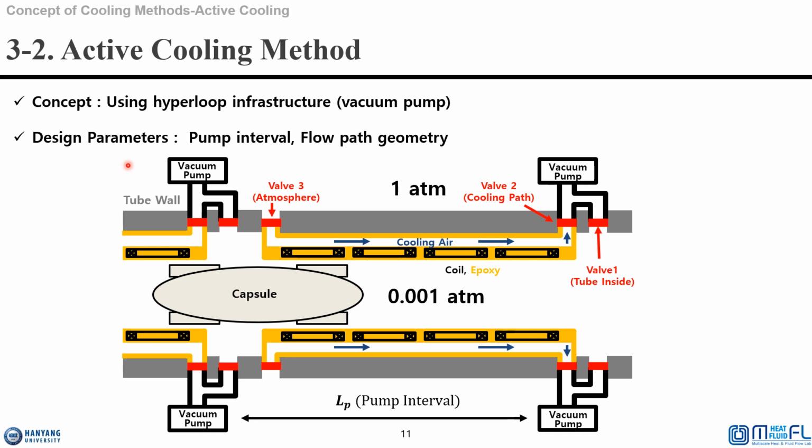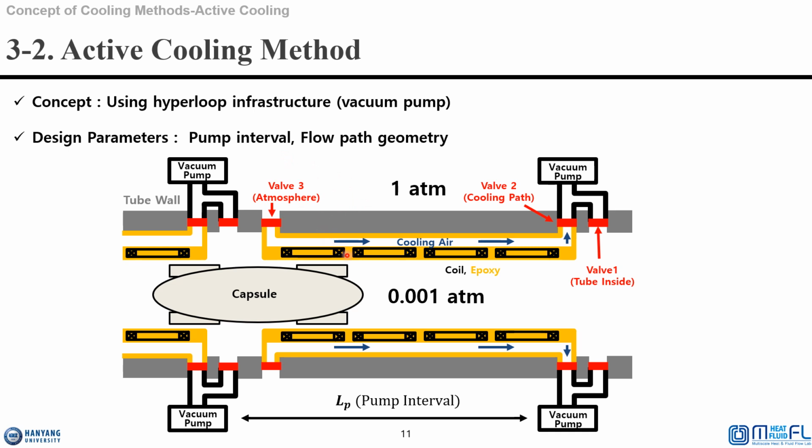Our active cooling method employs a vacuum pump installed at regular interval to maintain low pressure within the tube. To efficiently cool the coil, we devised the cooling passage distinct from the tube's interior to avoid any interference with the vacuum system. The cooling passage is located at the layer of the coil structure, and during cooling operation, the vacuum pump generates a flow that efficiently pulls in ambient air.